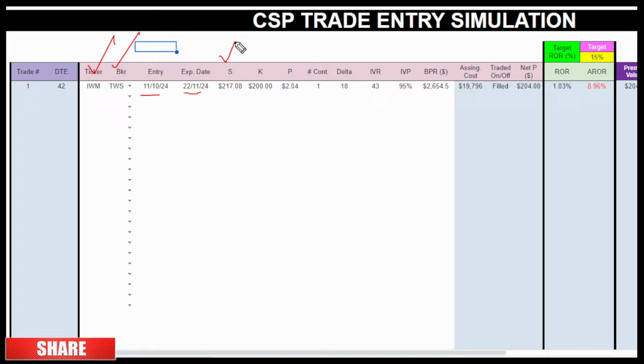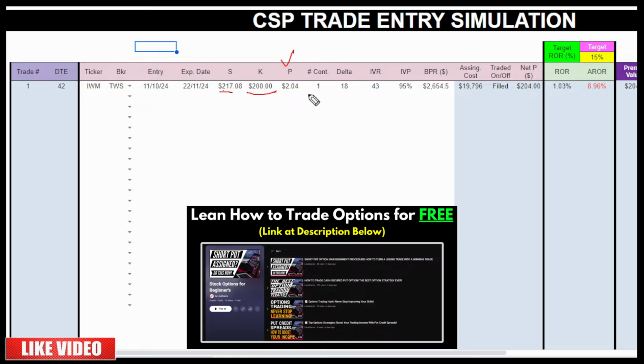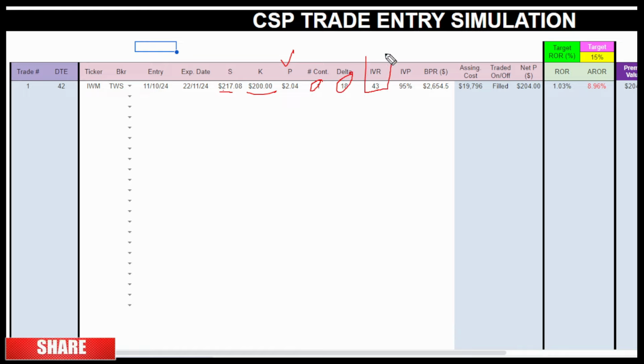The stock price at the time, I can fix this thing, but anyway, it doesn't matter. At the time that I filled this Excel, the IWM was trading at 217 and 8 cents, okay? The strike price, $200. The premium was 2.04. Of course, per share, remember, we need to multiply that by 100. We're selling here one contract. Our delta is 18. And of course, guys, our IVR is 43, with IVP 95. You must know these things here as well. And TastyWorks does provide them, okay?